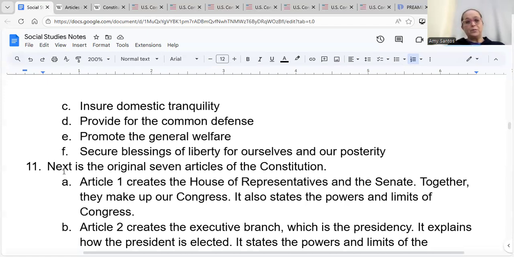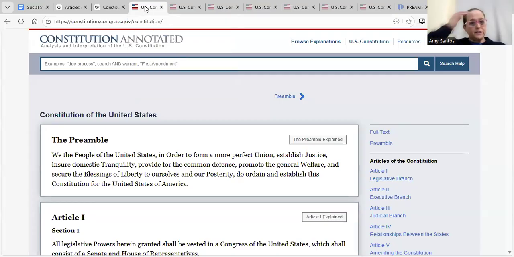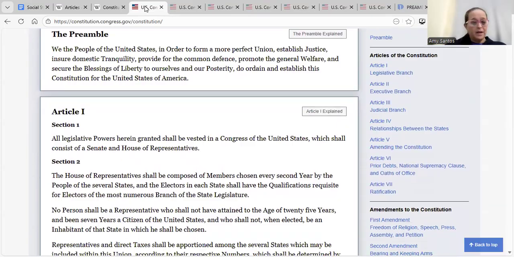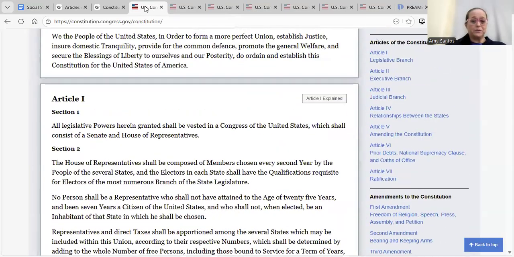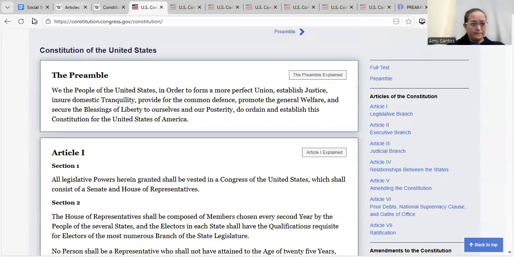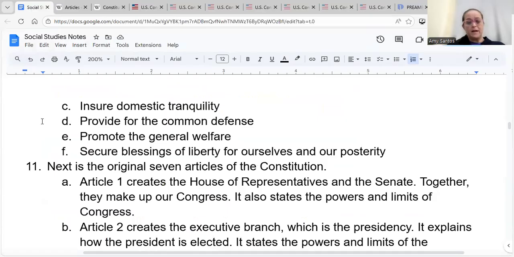Next in the Constitution are the original 7 articles of the Constitution. I went to constitution.congress.gov in order to find this. So there's the preamble, which I already went through. Some of the articles are long, some of them are very short, and some are very long and very difficult to read. You do not need to know everything that's in them for this. You may want to know just because you want to know about the Constitution, and you can go through and read that on the .gov website.